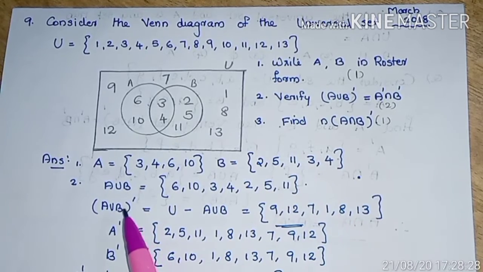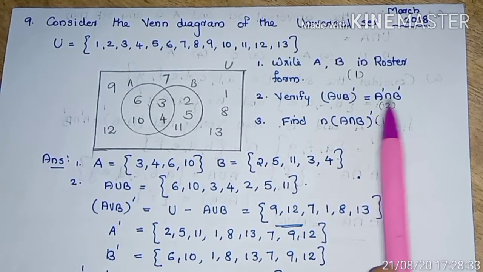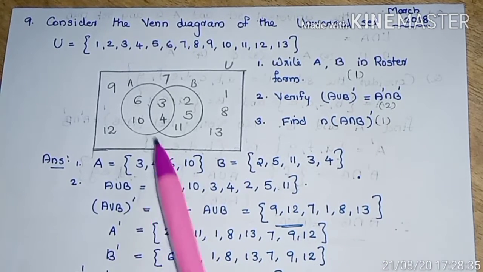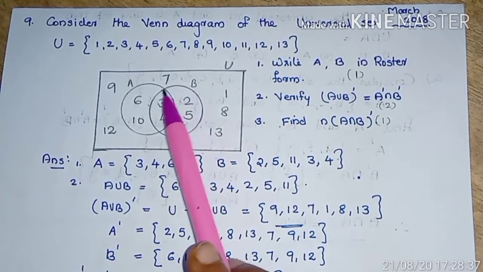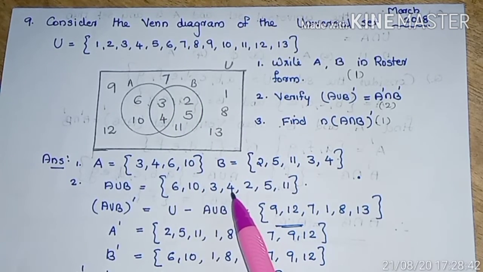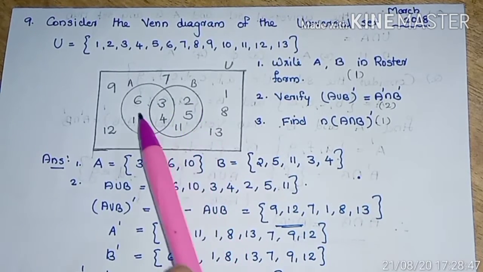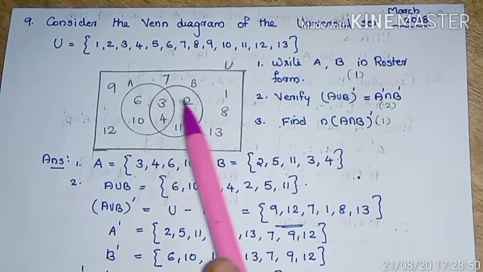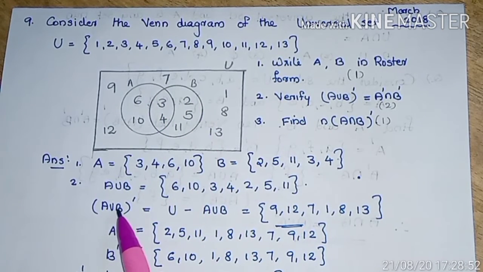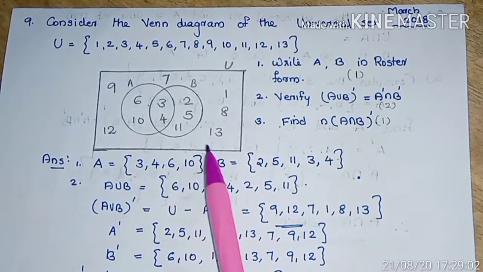Then, second question. Verify (A ∪ B)' = A' ∩ B'. First write A ∪ B: elements either in A or in B or in both. So, 6, 10, 3, 4, 2, 5, 11. All the elements from A and B. Then (A ∪ B)' means the universal set minus A ∪ B. The universal set is this one minus A ∪ B.